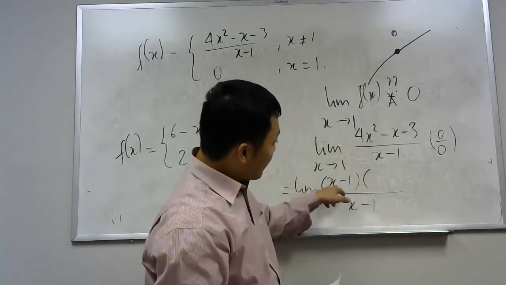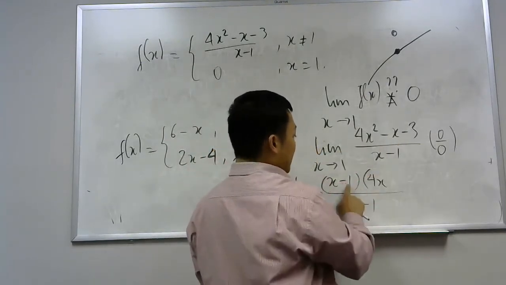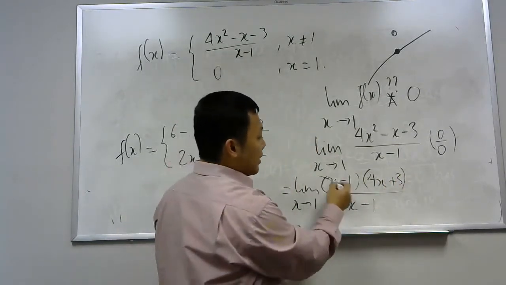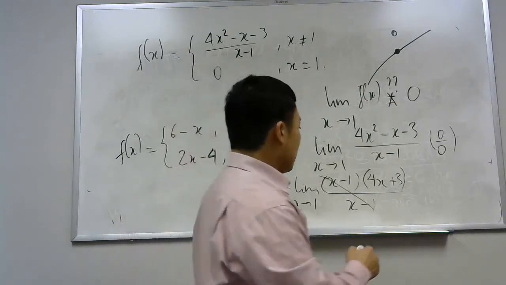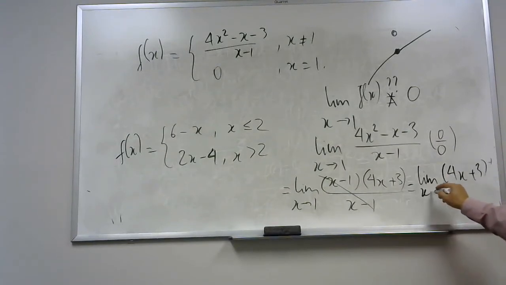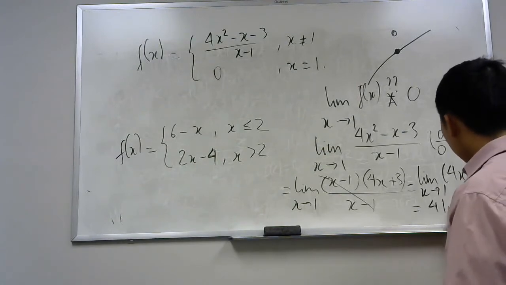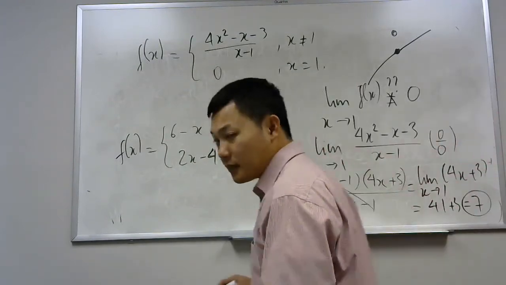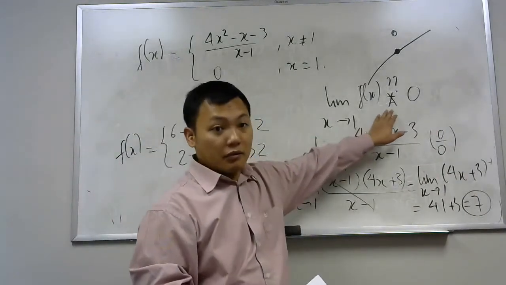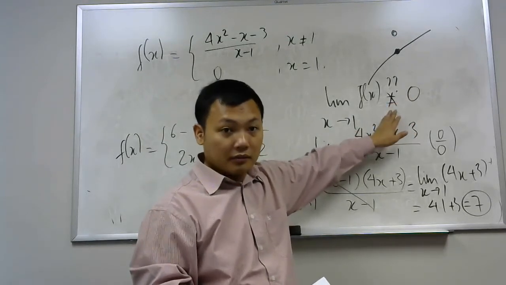Here we have x, but here you have 4x squared, which means here you need 4x. Here you have -3 and here you have -1, so that means here we have +3, right? Then you cancel x minus 1. You have the limit of 4x plus 3 when x goes to 1. Plug 1 into this and you get 4 times 1 plus 3, equal to 7. So the limit of that function at 1 is 7. 7 is not 0, which is the function value. That means the function is not continuous at 1.